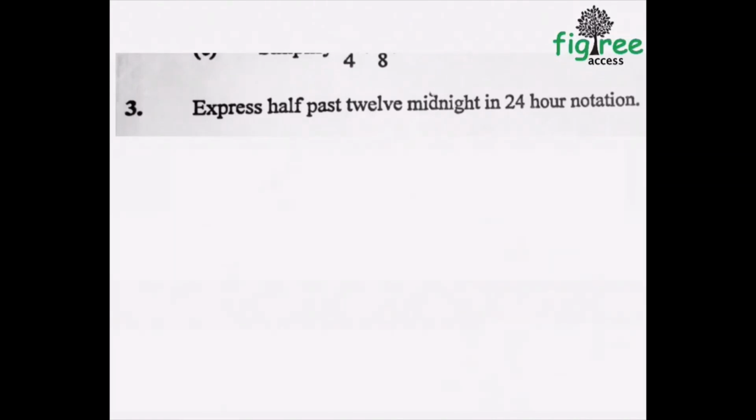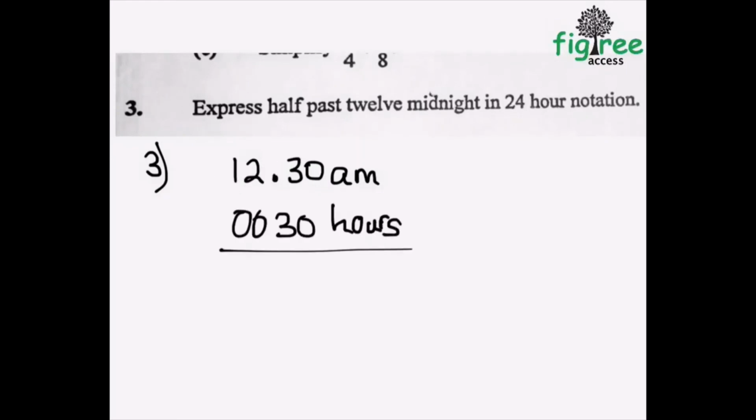Now on number 3, express 12:30 midnight in 24-hour notation. Before we write it in 24-hour notation, let's write it in what we are used to. Noon is PM, and midnight is AM. After midnight, any second after midnight is AM. So here it's 12:30 AM. For AM, our 12 becomes 00. We are starting a day, so 00:30 hours.